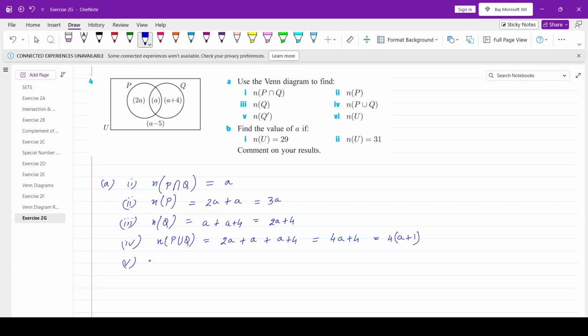Number of elements in Q prime. We know Q is this region and Q prime will be everything apart from this region. Therefore, 2a plus a minus 5. This is going to be 3a minus 5.